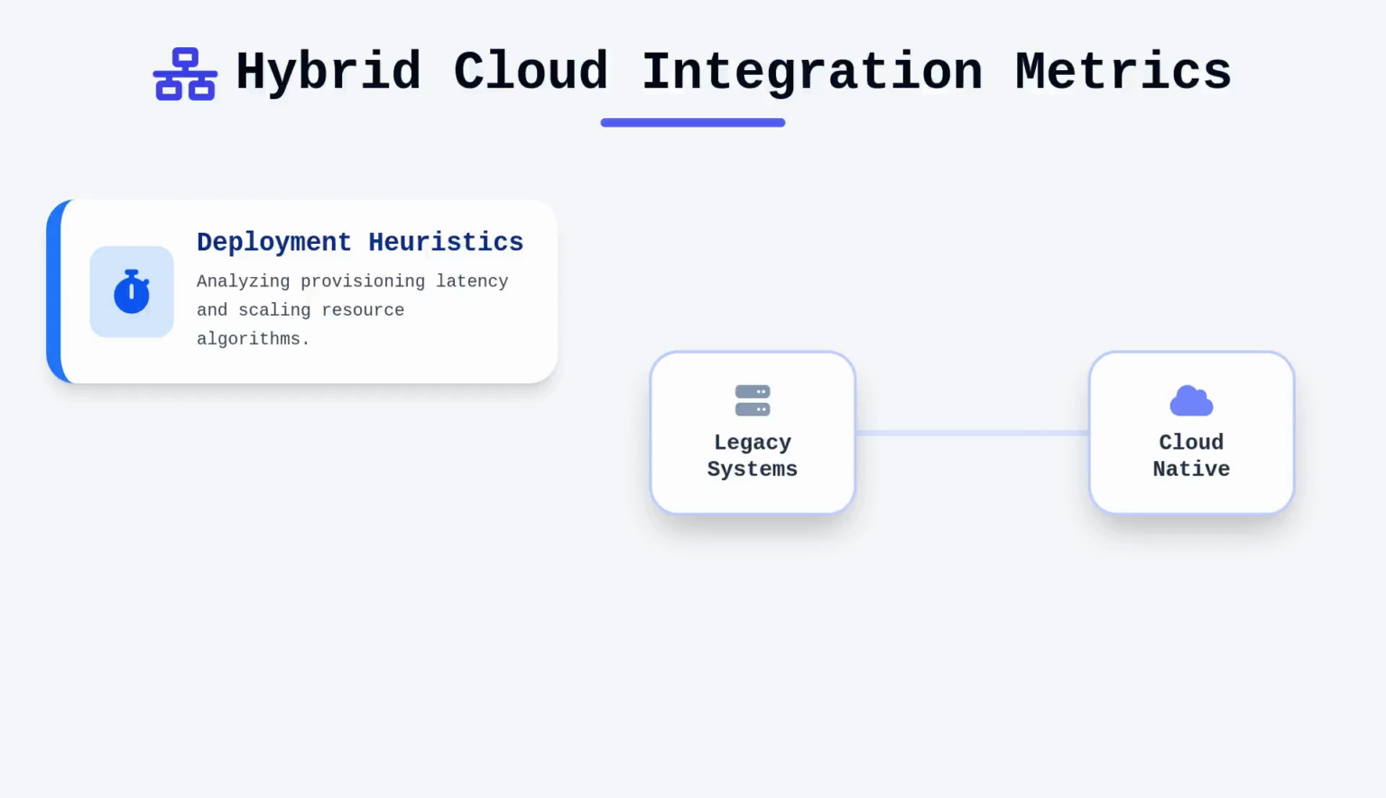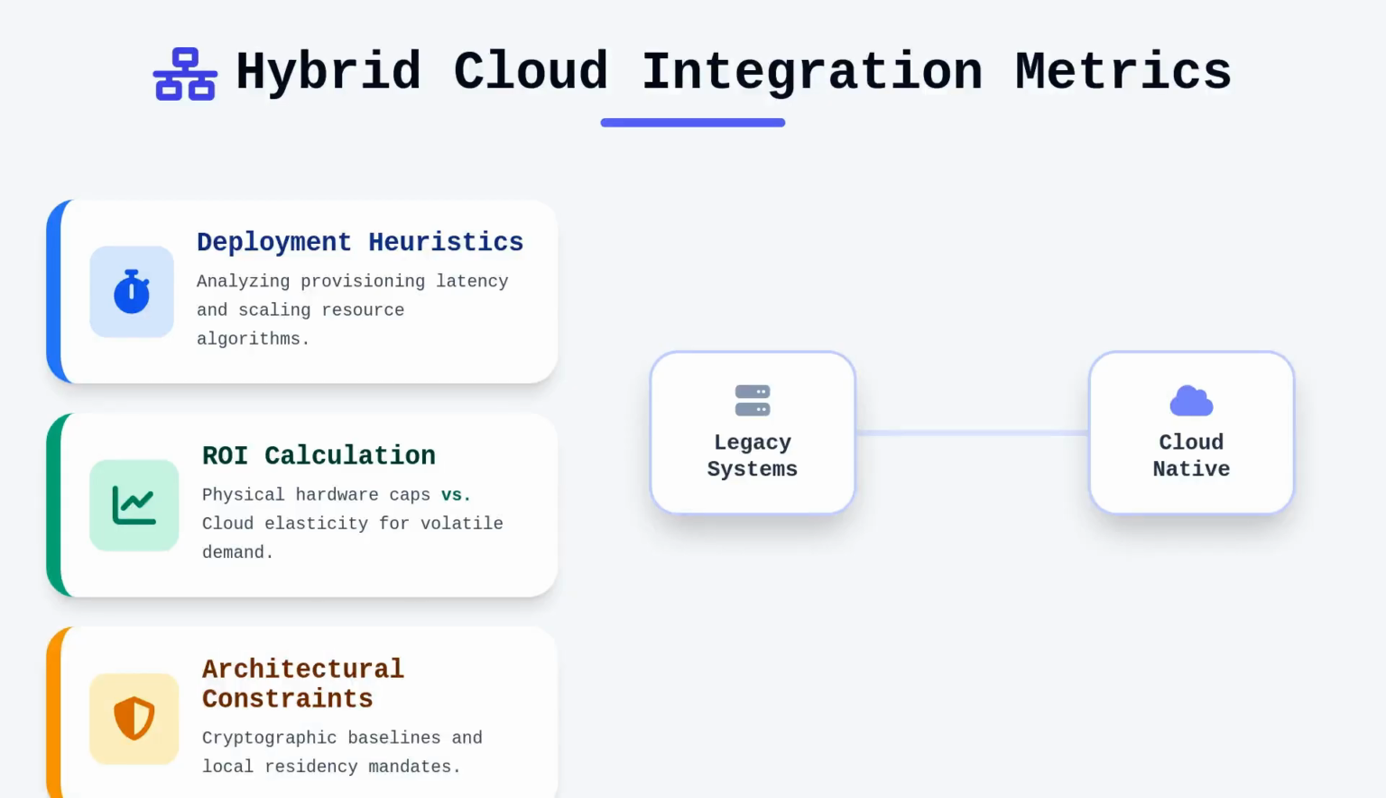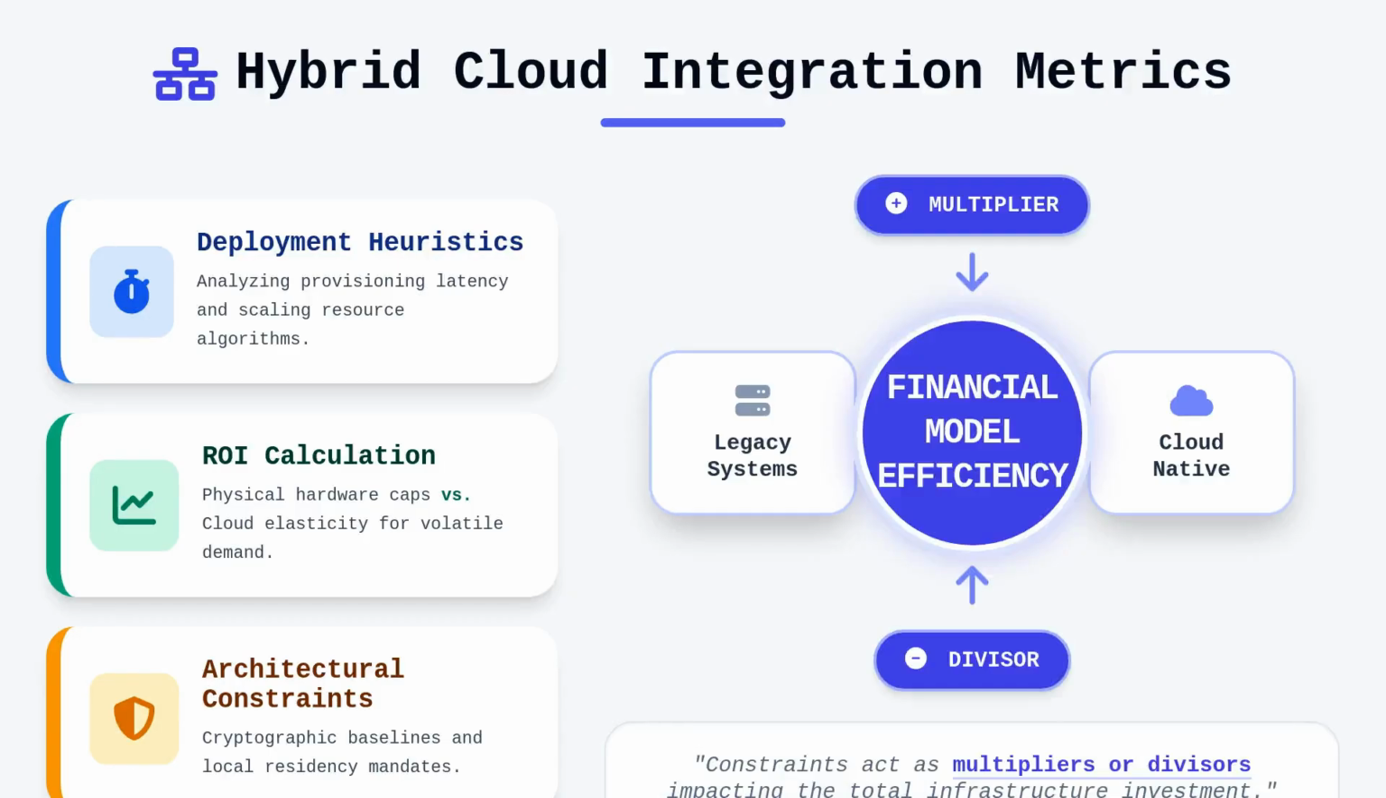If an application exhibits volatile demand patterns, the ROI calculation must heavily weight the scalability limits of the physical hardware versus the elastic capabilities offered by cloud providers. Furthermore, architectural constraints often dictate the feasibility of a migration, as some workloads may face cryptographic baselines that necessitate local residency for security compliance. These constraints essentially act as multipliers or divisors in your financial model, impacting the overall efficiency of the infrastructure investment.